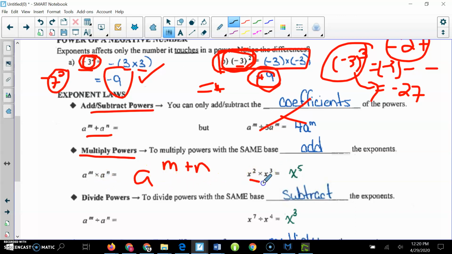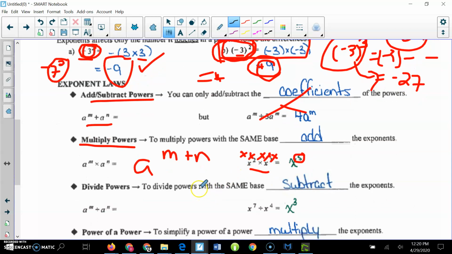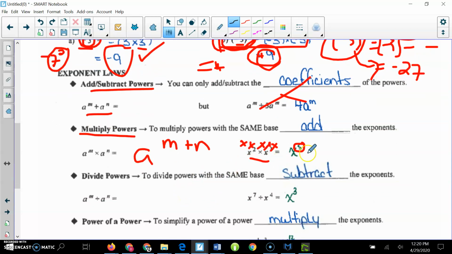So let's just use a real example here. X squared and x cubed. To get the power here, you add them up. And the reason is that x squared is x times x, and x cubed is x times x times x, and now I have 1, 2, 3, 4, 5. I have 5 of them here. Okay, so we're just cleaning that up. It's just another way to write it, and that is what we call the multiplying powers rule.